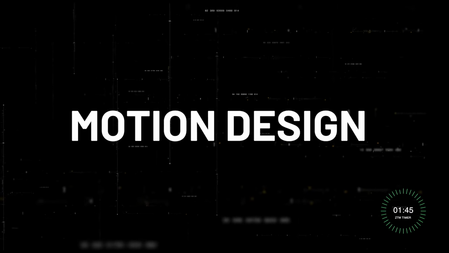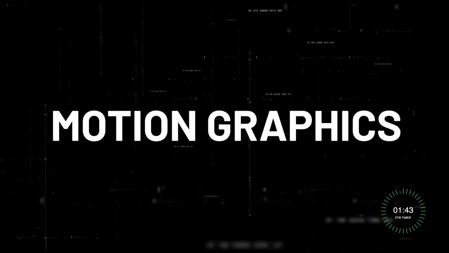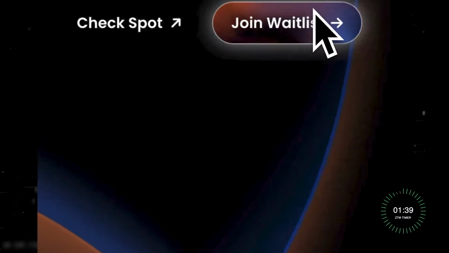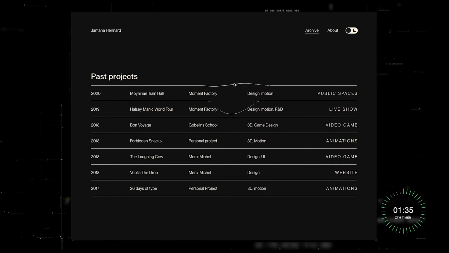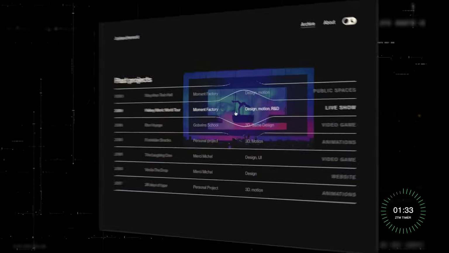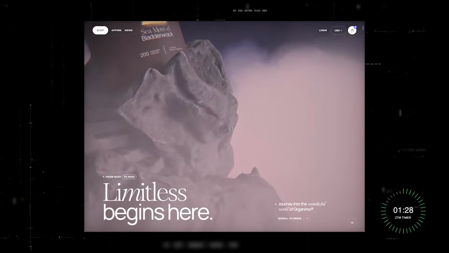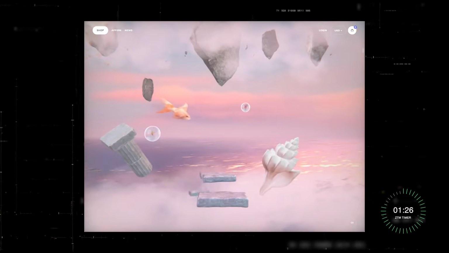Motion design, sometimes called motion graphics, is the art of bringing static visuals to life with movement. Think animations in apps, smooth transitions on websites, or the way icons, buttons, and layouts flow when you interact with them. Good motion design isn't just eye candy. It guides users, tells a story, and makes digital experiences feel more natural and intuitive.